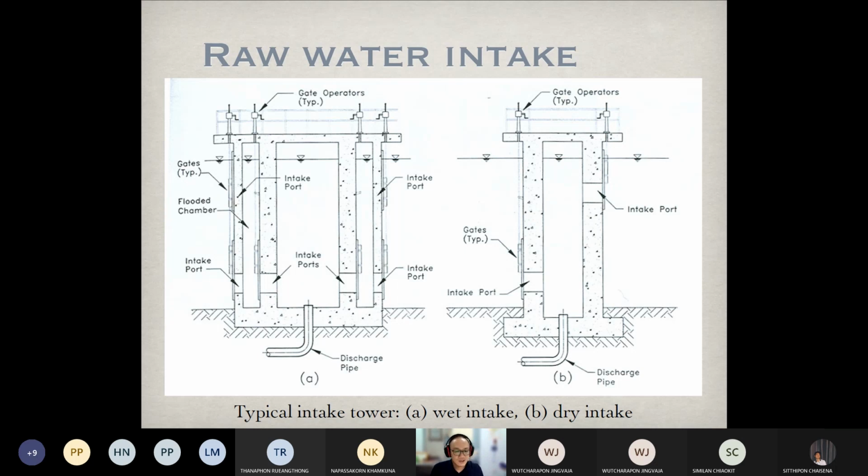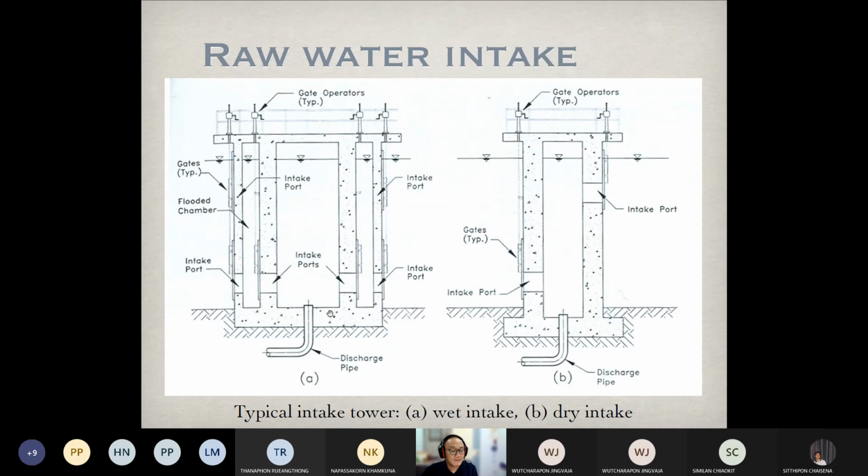As I mentioned earlier, if we want to locate the intake structure in the water, we need to consider another force which may act on the structure. That force is typically called the buoyancy force. The buoyancy force acts on the structure in the upward direction, opposite to the gravitational force. So if we want to locate this structure in the river, we need a heavy structure to balance the buoyancy force.